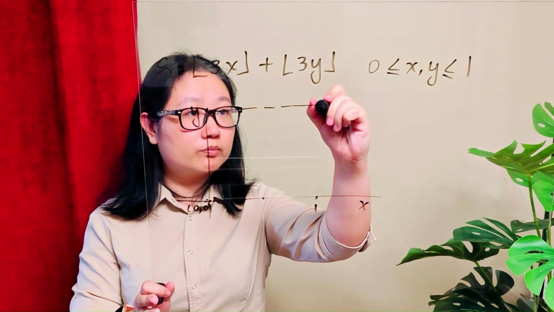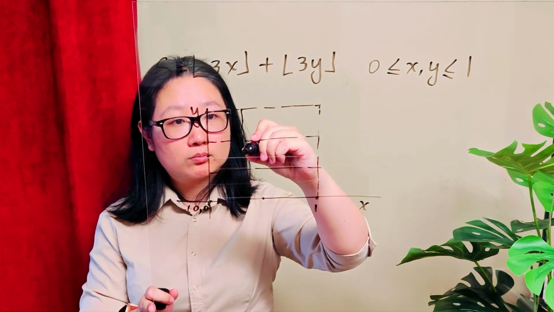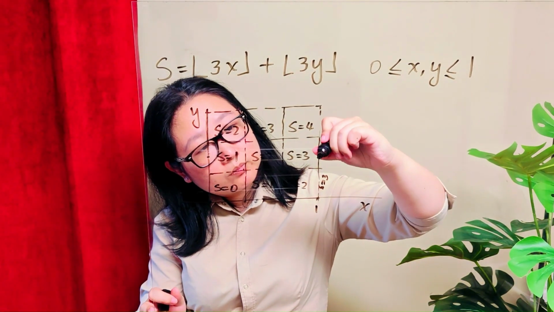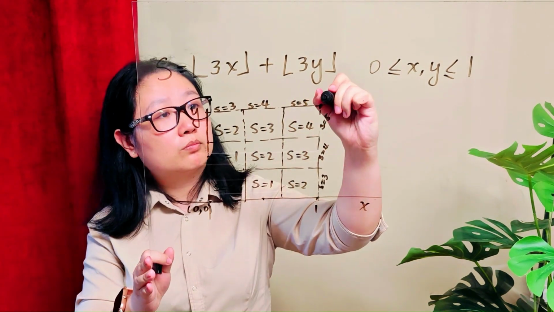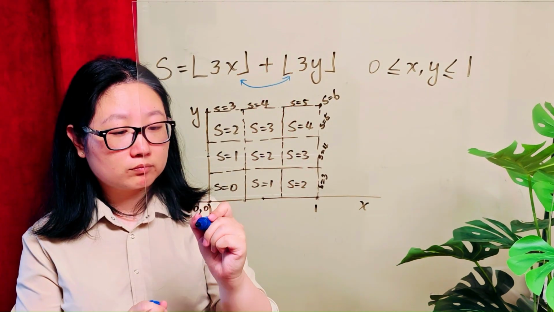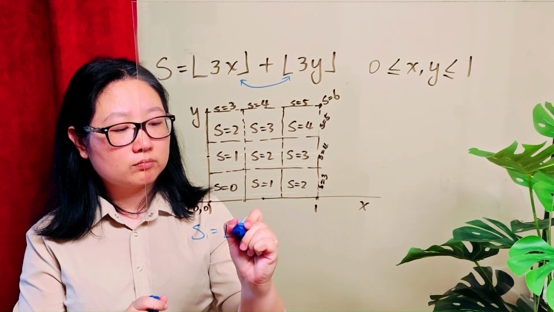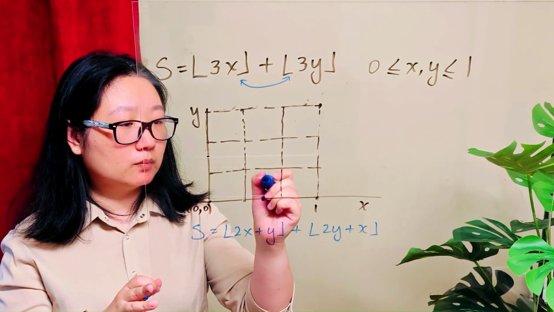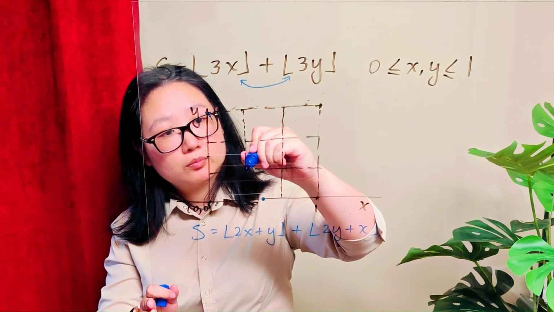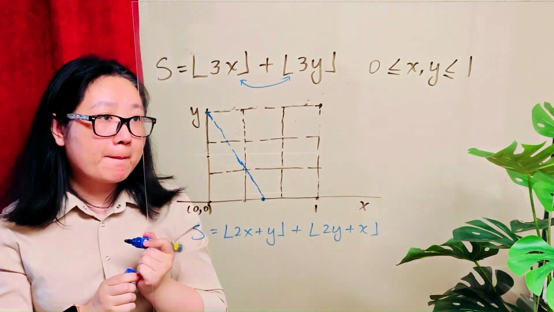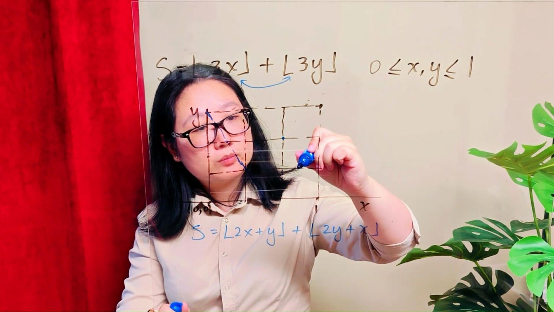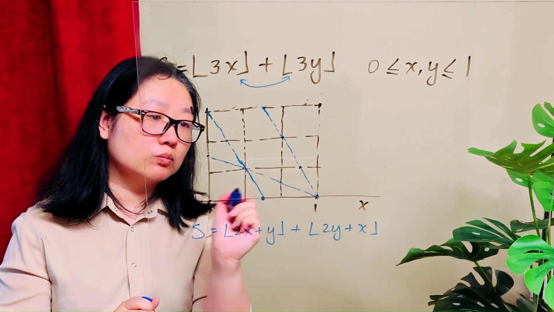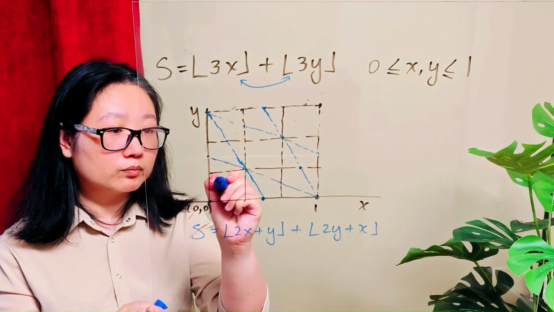For the case of 3x's and 3y's, if we separate them into 2 brackets, they look like this. Now if we move an x and a y between the brackets, we get the floor of 2x plus y plus the floor of 2y plus x. The graph takes a bit more thinking to draw. Notice how the boundaries between the values become where 2x plus y and 2y plus x are integers. That gives us these slanted lines that are still crisscrossed.